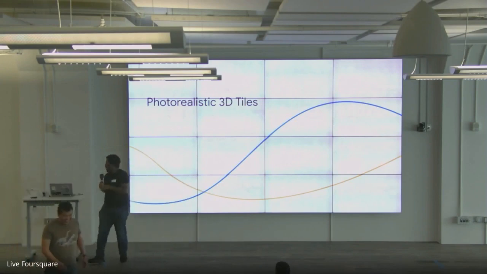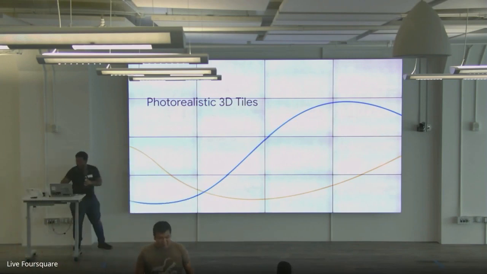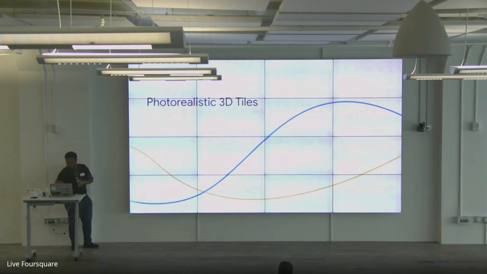So I am Travis McPhail, also known as the Crazy Maps Engineer inside of Google. That's my official job title. So I'm gonna talk to you a little bit about our photorealistic 3D tiles offering we launched earlier this year.